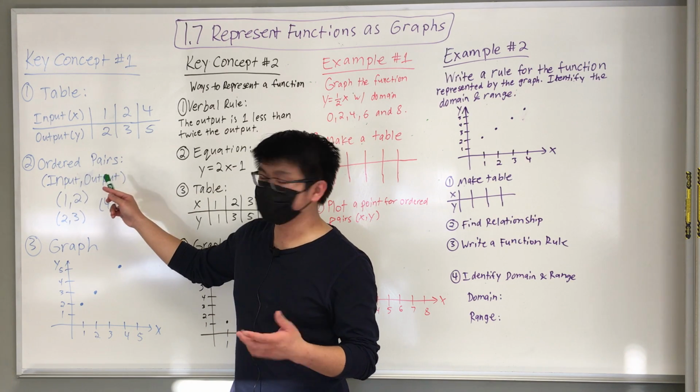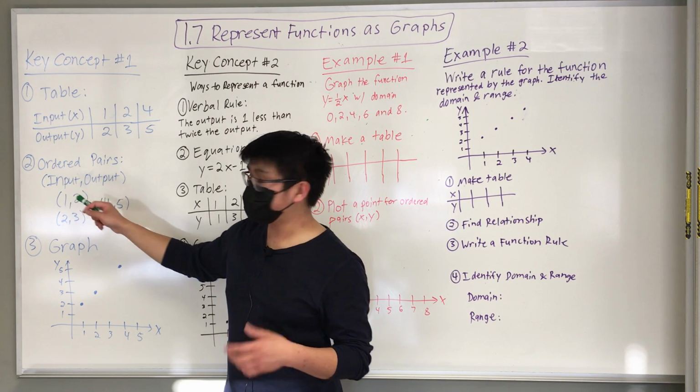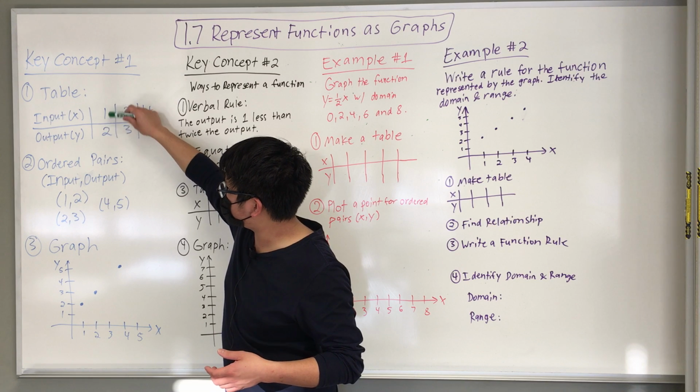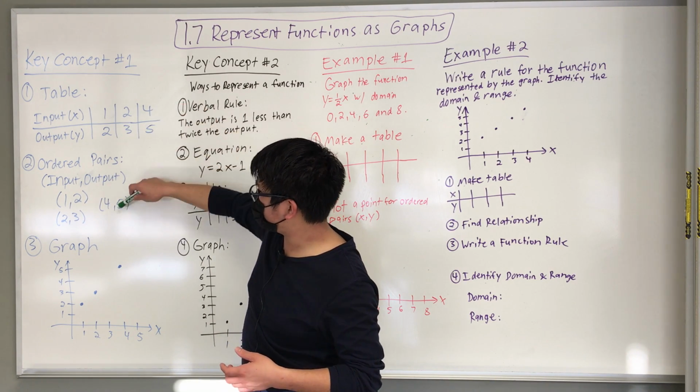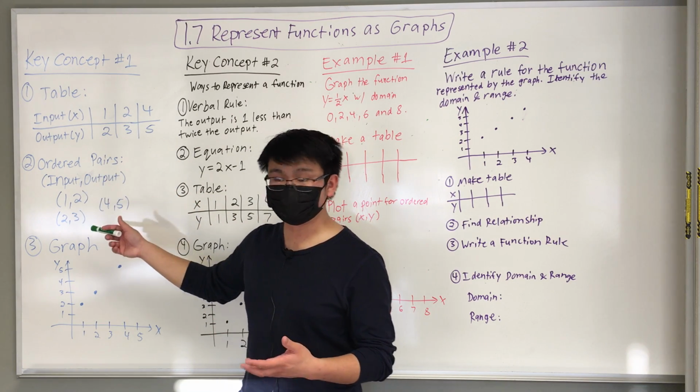So now the second thing we're going to look at is called ordered pairs. The x variable here would be the input, and the y variable here would be the output. For each of these, you can see there's one pair right here, 1 and 2, a second pair, 2 and 3, and a third pair, 4 and 5. So we can formulate that. If we have a table, we can make some ordered pairs like this.